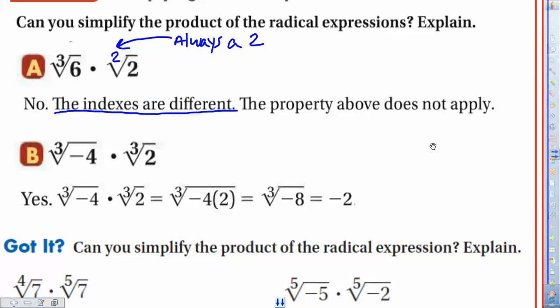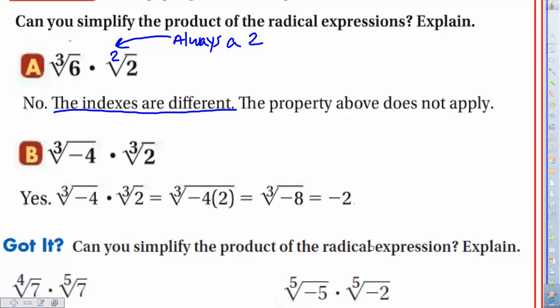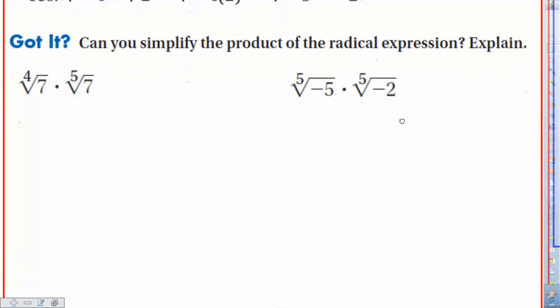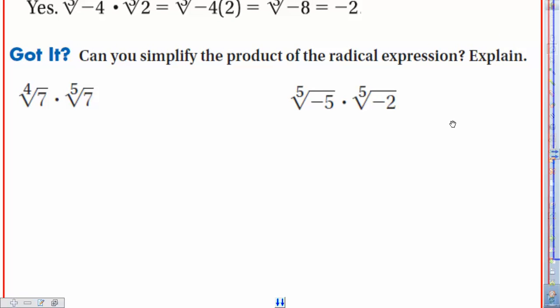If you look at this one right here, look at B. Cube root of negative 4 times the cube root of 2. Yep, you certainly can multiply those two together. What you do there is multiply the negative 4 times the 2, and you get the cube root of negative 8. See what they did there? They simplified it afterwards. So always look to simplify after you do the product as well. So the cube root of negative 8 actually would be negative 2. So we have two examples right here. Can you simplify these? Okay, we'll go ahead and pause the video, see if you can do it.